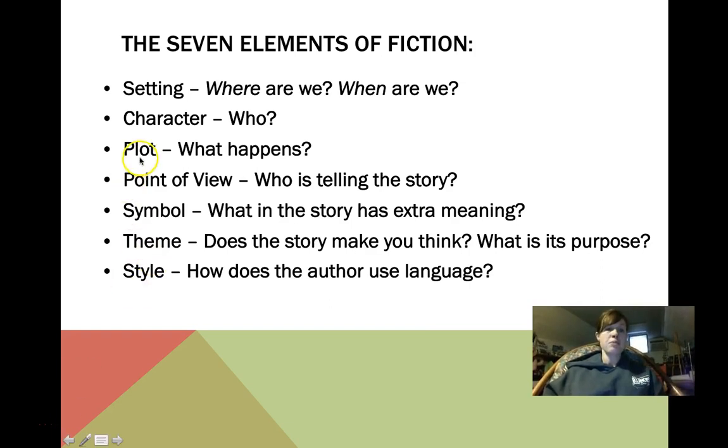And the same goes with plot. What happens? The plot of a story can be extremely simple. It can be a guy walks to his mailbox and back, and that's it. Or it can be like Lord of the Rings, where it's 3 novels and this epic journey, and there's all these subplots and subthreads of what happens in the story. It can be as simple or complex as you want.